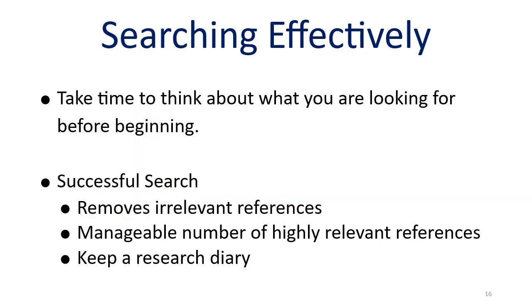How do you go about searching effectively? Well, it's really important to stop and think about what you're searching for before you actually do the search. You also need to bear in mind that a successful search is going to remove irrelevant references. There's a lot you can do while searching to get rid of articles you know in advance you don't want to see. It's also important that you end up with a manageable number of highly relevant references. You don't want to end up with thousands of references. You want a number you can get through in the time you've got available. And it's also important that you keep a research diary.